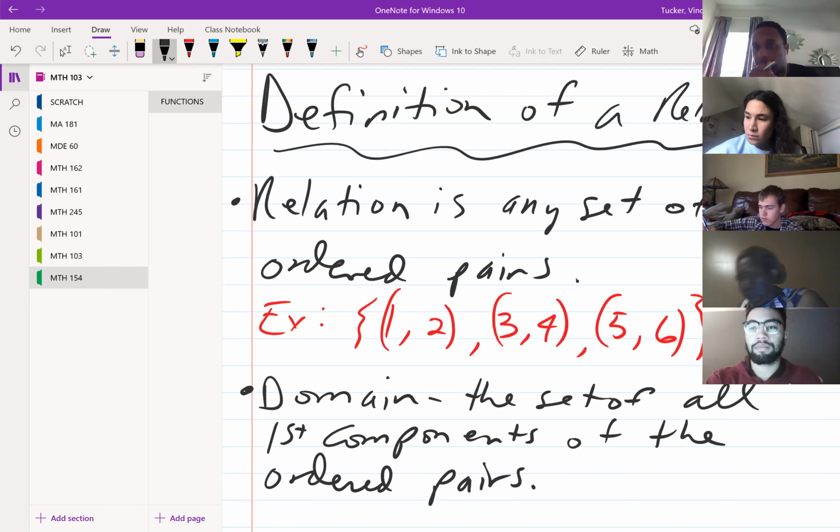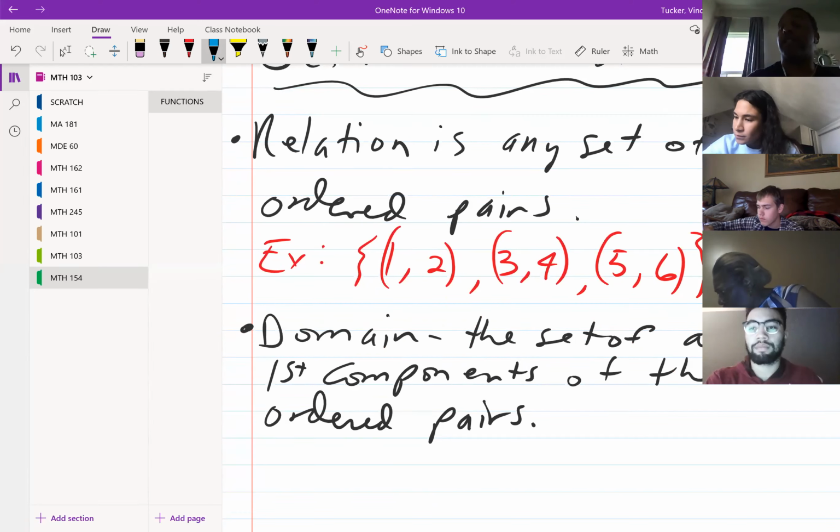All right, so definition of a relation. We're talking about functions, but the first thing we have to hit is relation. A relation is any set of ordered pairs. And ordered pairs are just, for example, (1, 2), (3, 4), (5, 6). A lot of times that goes back to graphing on the number line, the Cartesian coordinate plane, I should say, when we had this type of thing.